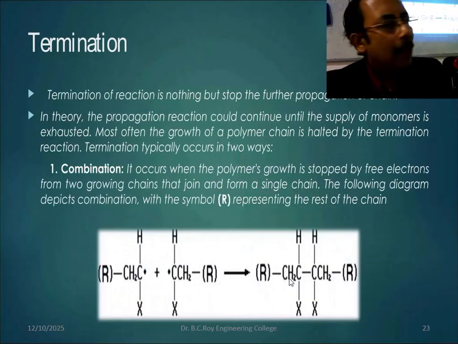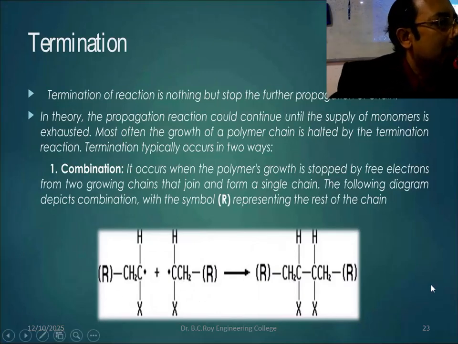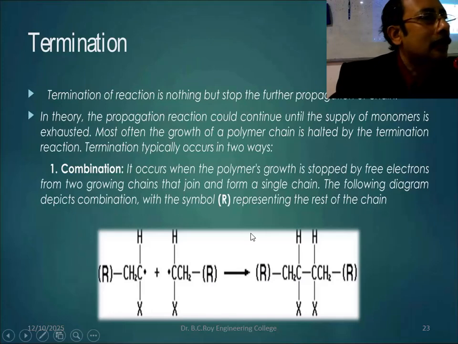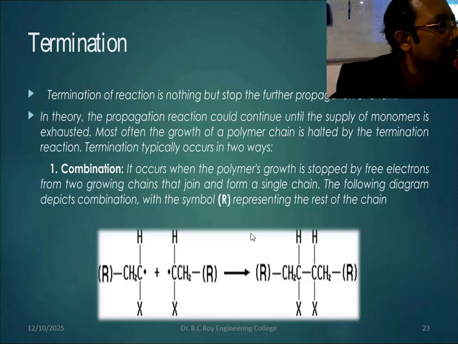Then termination. Two radicals join. This one radical and this other radical join together, giving a terminated product. Terminated means ended, no further reaction. This is stable; a quite stable product has formed already. So no further reaction. This is called termination. This method is called combination.